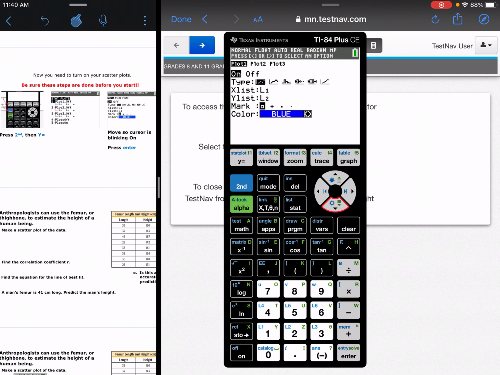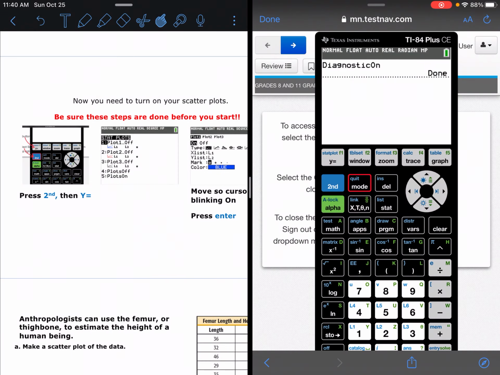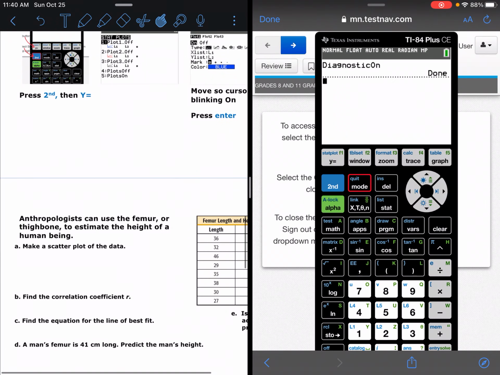Now you're going to get out of here. In order to quit anytime, you just want to go to second mode. So second mode to quit and go to the home screen. Okay, so now we're good so far. Now I'm going to make this a little bit smaller.